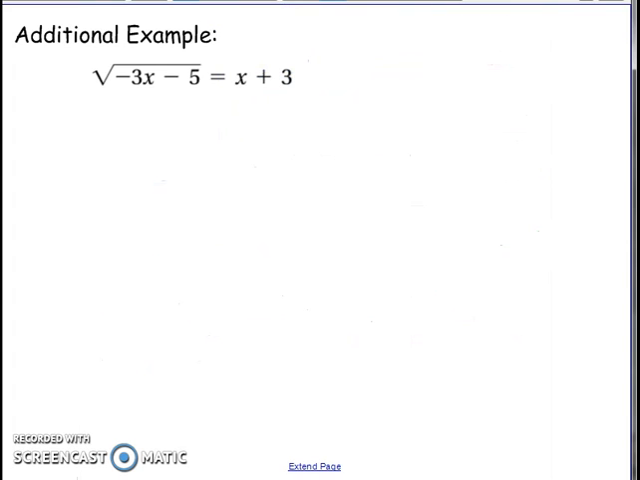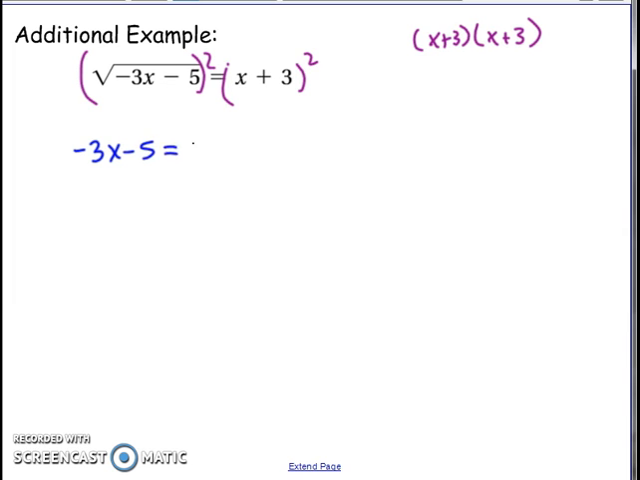So if we look at this additional example here, everything's already isolated the radical, so we just are going to square both sides. Make sure that we write x plus 3 twice and FOIL it. You can't just distribute the square. So this is going to give us negative 3x minus 5 equals x squared plus 6x plus 9. Bring everything to one side, so add 3x and the 5. Add 3x and 5.